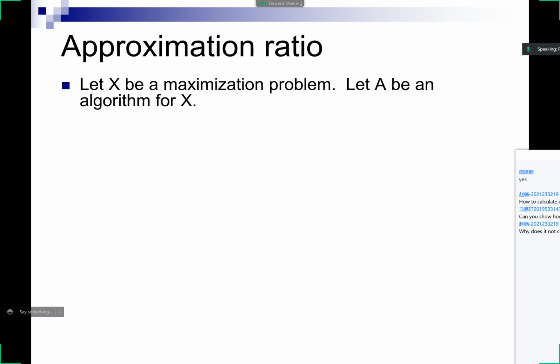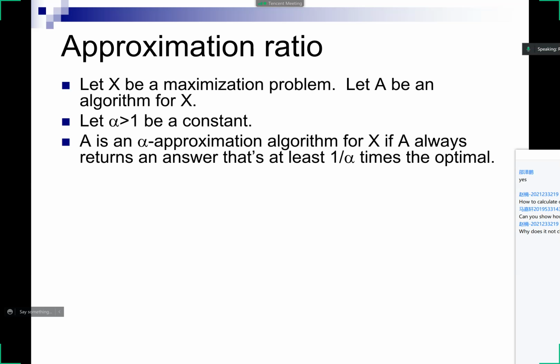All right, now let me just introduce some terminology for approximation algorithms, which is this approximation ratio. Just give me 1 minute and I'll talk about the approximation ratio and then we'll finish next time. So suppose you have a maximization problem X. So you're trying to maximize some value. And let's say that you have an algorithm A to solve X. And now let alpha be any constant larger than 1. Then we're going to say that A is an alpha approximation algorithm for the problem X if A always outputs an answer which is at least 1 divided by alpha times the optimal.